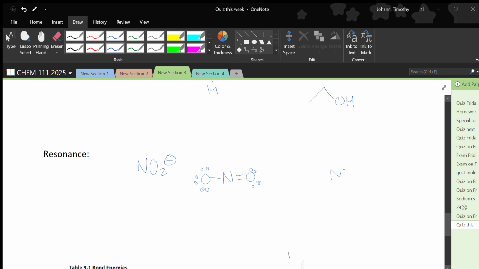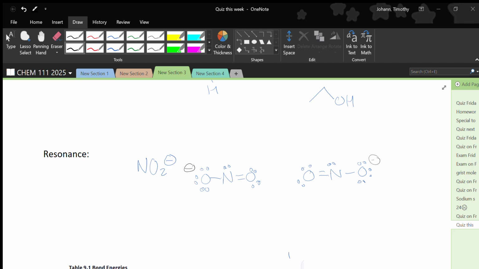Right, and I could also draw nitrite like this. All right, and if I did, I'll do the formal charges just right here. We have a negative charge here, we have a negative charge there. Okay, so I could draw nitrite in both of these ways. Which is the correct structure?